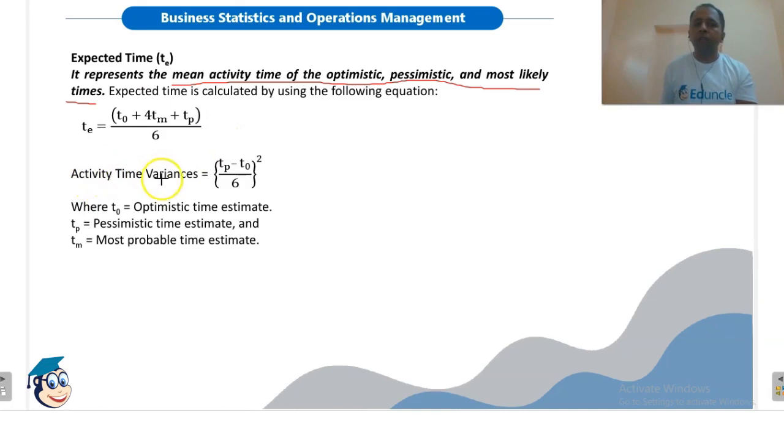If you want to calculate the variance, variance means the square of standard deviation. So if you want to calculate the variance of an activity, the formula is (Tp minus To) divided by 6, whole squared. Again, here Tp is the pessimistic time and To is the optimistic time. So remember this formula. A question may come on this. A numerical may not come, but maybe you will be asked the formula of expected time or the variance in PERT. These formulas are related only to PERT, not CPM. Remember it very carefully.